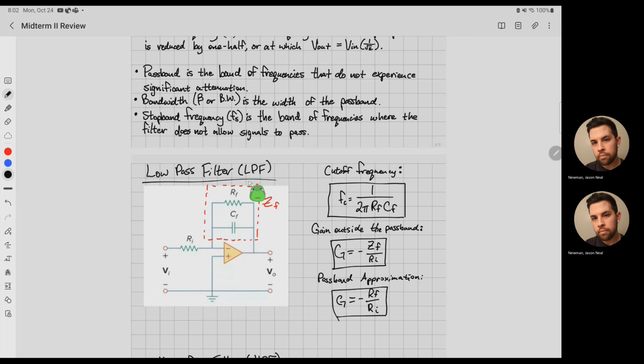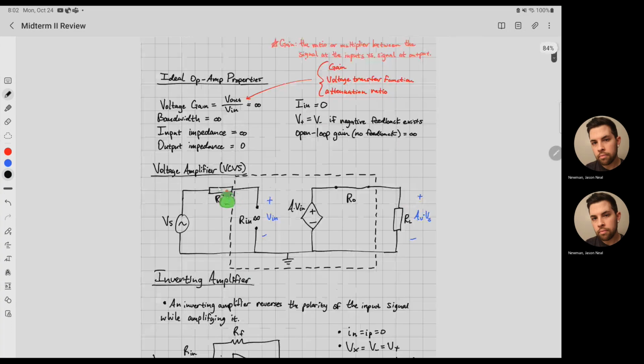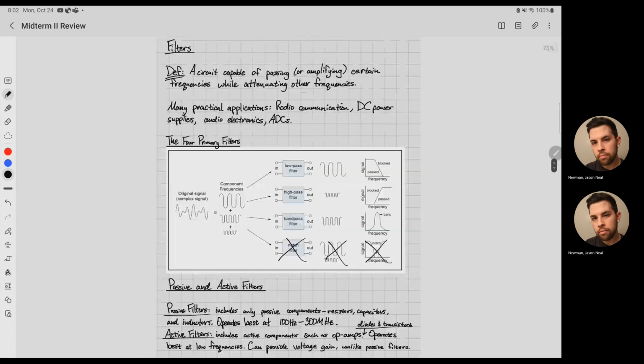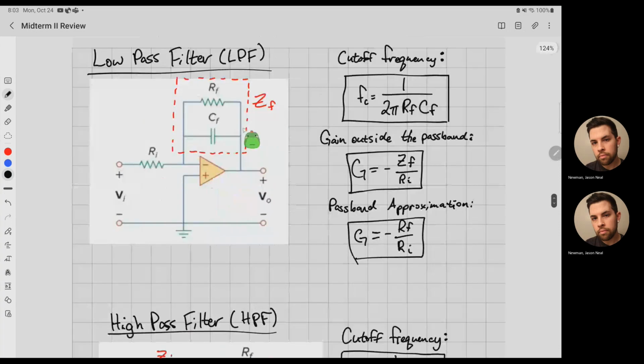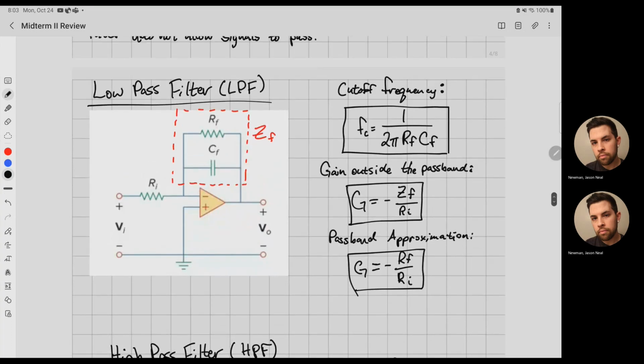So that's what, when I was talking about up here at the top, why I have these boxes and not resistors, that's the reason why, is because these are actually impedances sometimes and not just resistances sometimes. So you slap a capacitor in there and now it's an impedance, not just a resistance. And so low pass filter, here's all your equations.